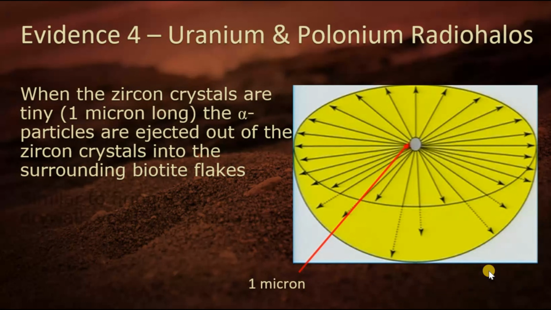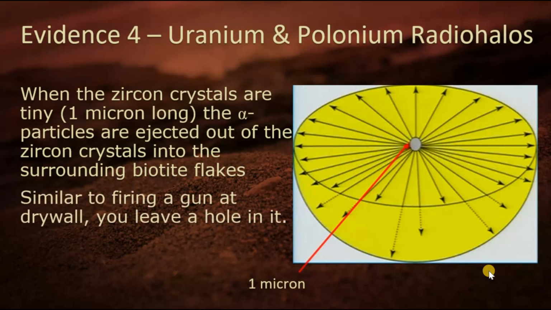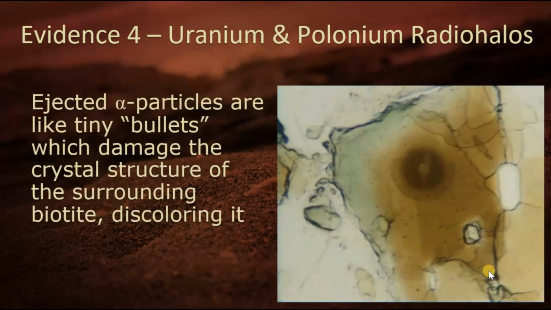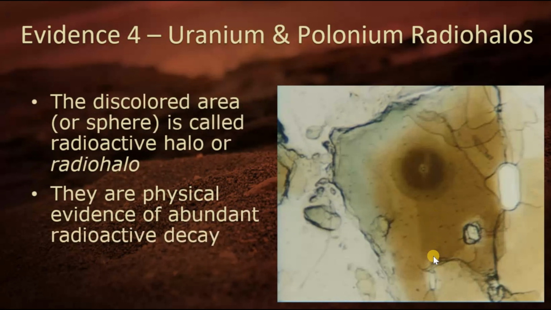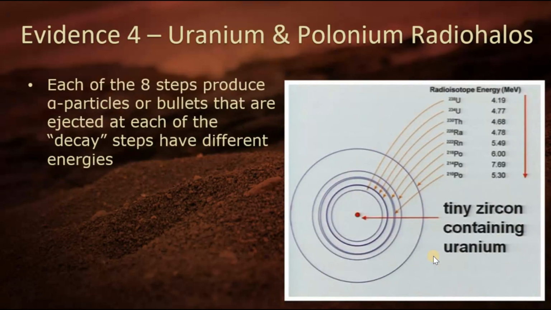and they're like tiny bullets going into the crystal. It's similar to firing a gun at drywall and leaving a hole in it. So ejected alpha particles are like tiny bullets which damage the crystal of the surrounding biotite, discoloring it. In the center of this picture, you can see a tiny zircon crystal and the discoloration around that zircon crystal because of the radioactive bullets coming out. So the discolored area is called a radioactive halo, or radiohalo. These are physical evidence of abundant radioactive decay.